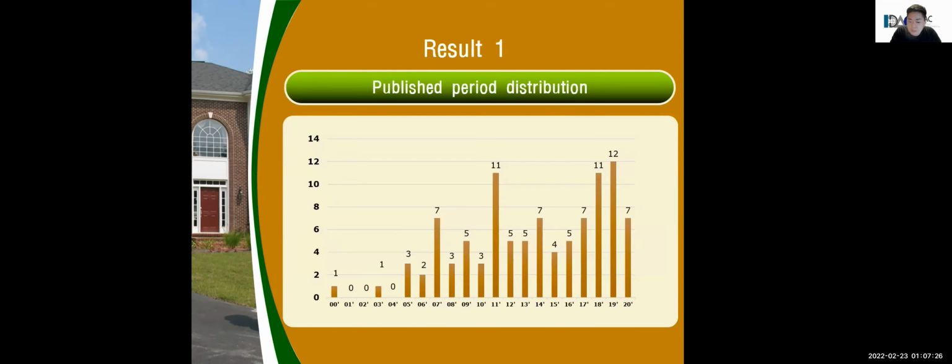Okay, I will present the results of this study. The first result is the published period distribution. We tried to collect precedent studies dealing with game use by children and adolescents from 2000 to 2020, and the number of studies is steadily increasing year by year.